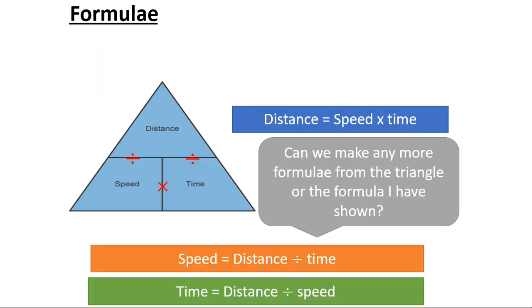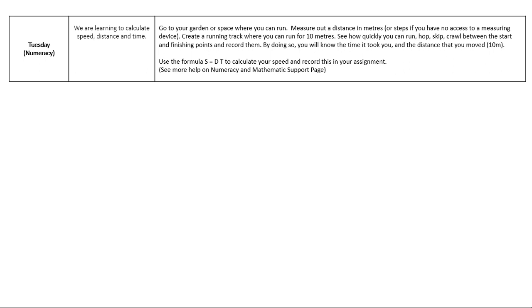What I'm going to do is I'm going to leave you some videos and some more guidance around this, but what I'm hoping you can do today in your garden is measure a distance in meters or steps if you can, if you have no access to a measuring device, and create a running track where you can run for 10 meters. I want to know how quickly you can run that distance, how quickly you can hop that distance, skip that distance, crawl that distance, whatever you need to choose at least 5 things.